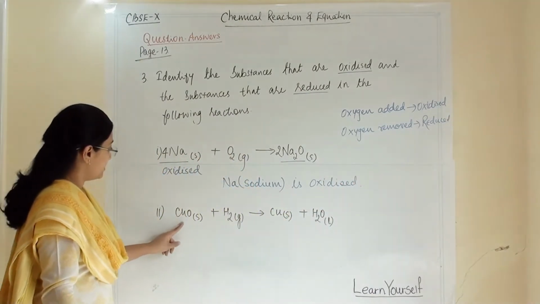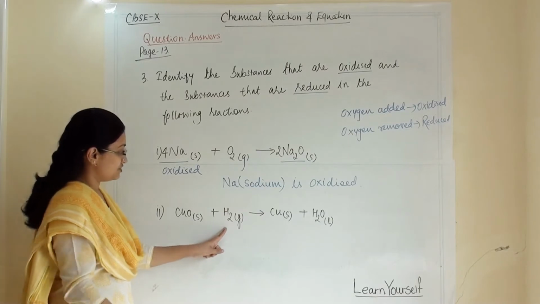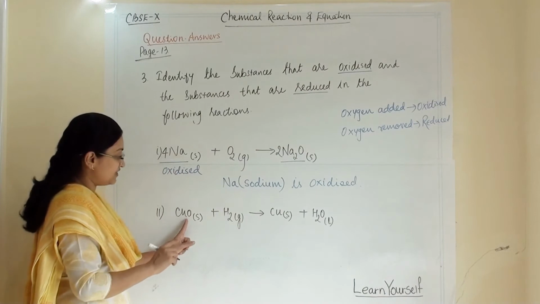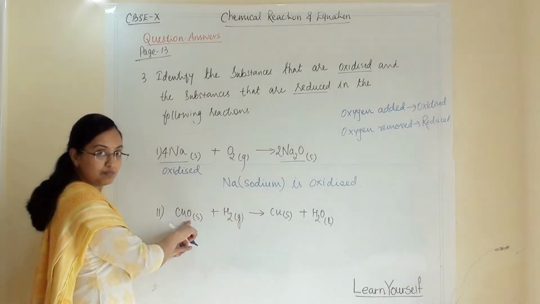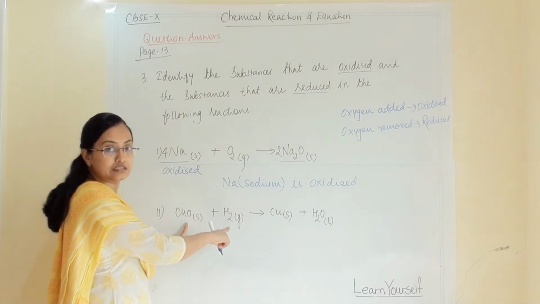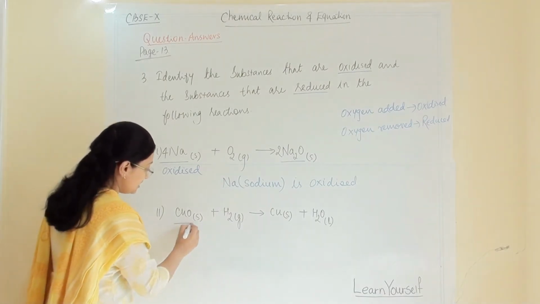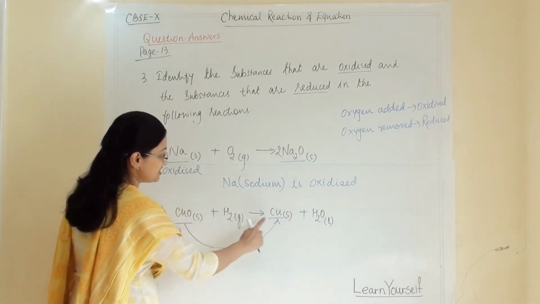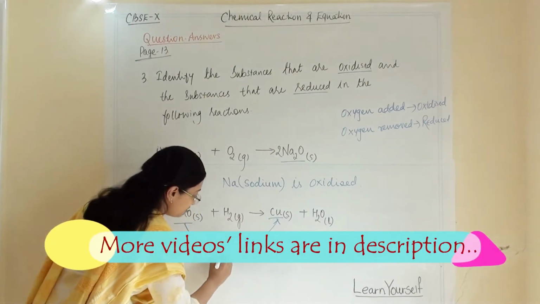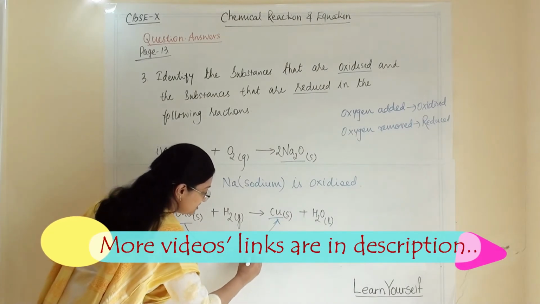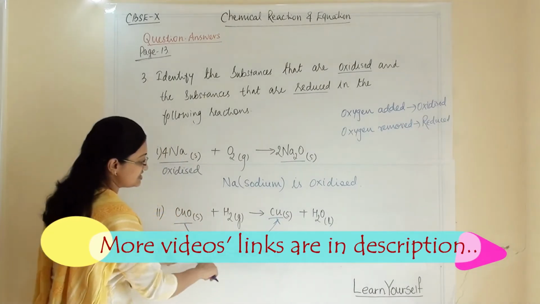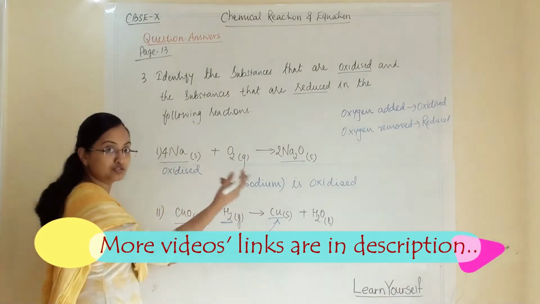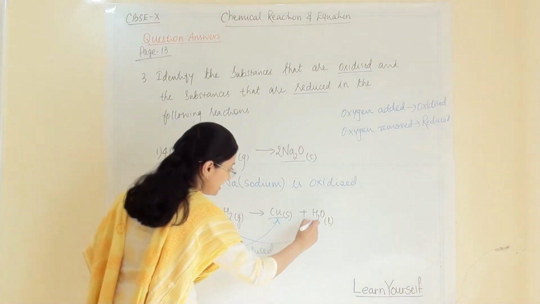Now second, copper oxide plus hydrogen. We will get copper plus water. Here from one substance oxygen is being removed and added to another substance. So here this is copper oxide, it is becoming copper. So oxygen is removed from this. So copper oxide is being reduced because this is removal of oxygen. And earlier hydrogen is alone, now oxygen is combined with it.